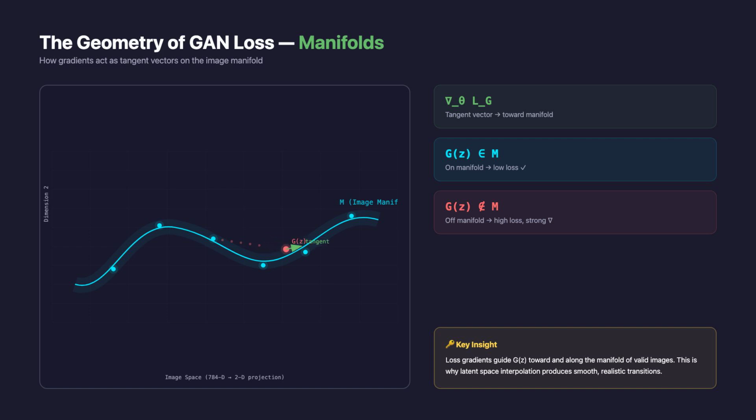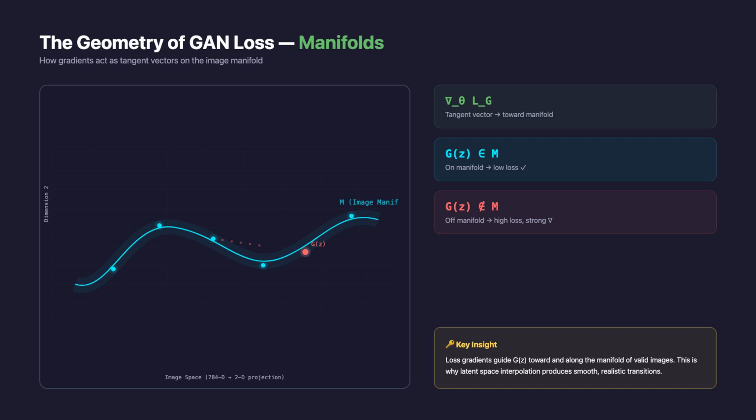The generator maps from a 100-dimensional latent space onto this manifold. Each point z maps to one image g of z. Now here is the key insight. The loss gradient, the direction the loss decreases fastest, acts as a tangent vector on this manifold. When g's output is off the manifold, meaning the image looks fake, the gradient points toward the manifold surface, pulling g of z closer to real images.